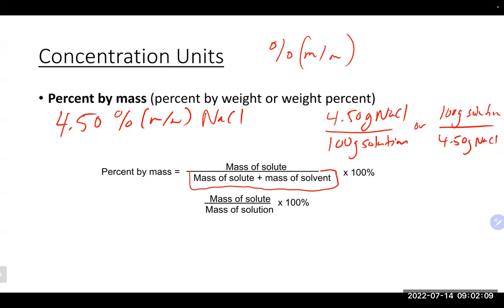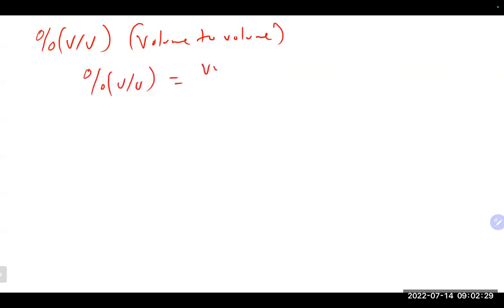There are also some other percent concentration units that you sometimes come across, and that is percent volume to volume. Percent volume to volume is the volume of solute divided by the volume of solution times 100%. So unlike percent mass to mass, with this one you usually don't have to worry too much about the volume of solution because that's usually just given to you in the problem. It's not usually broken up.